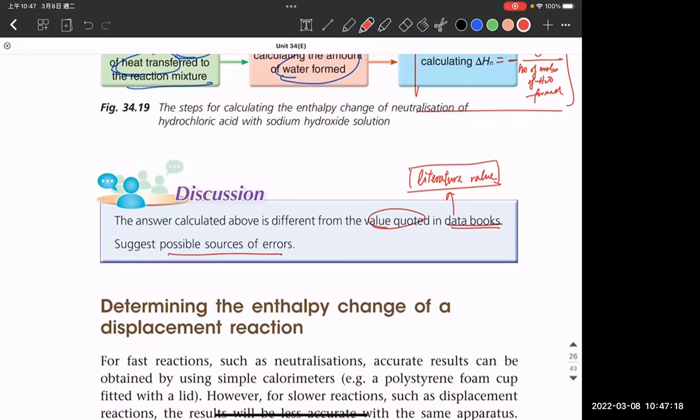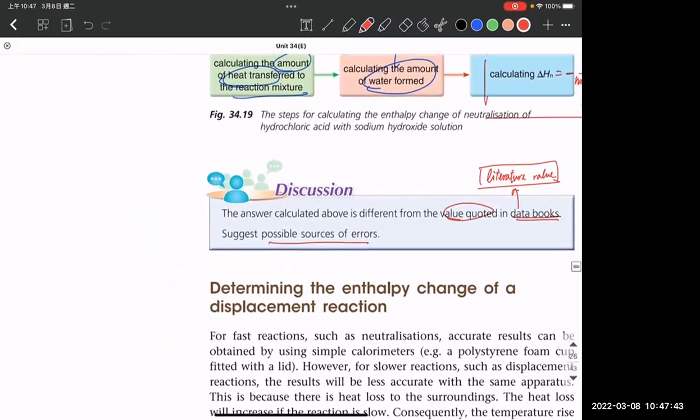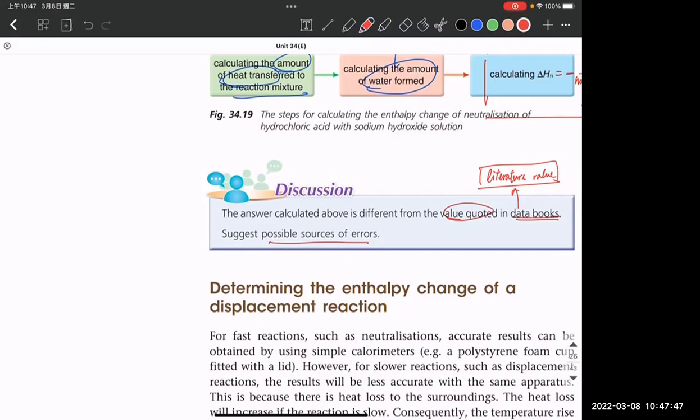The literature value means the value obtained from their own design, from the most accurate design, so with the fewest errors. Usually, after doing your own experiment, people use the data to check against the literature value and do some error analysis. This is our common practice. Any suggestions of errors?